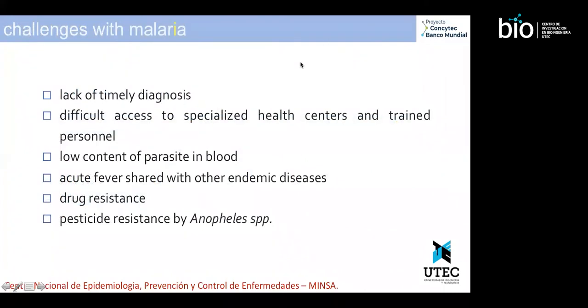So what is the problem with malaria? What are the challenges? The problem is you have to detect malaria as soon as possible. If you're too late, it's too late. You cannot do anything anymore. So you have to find malaria very timely, and you need diagnostics which can do that.